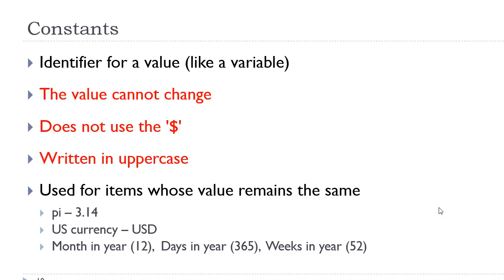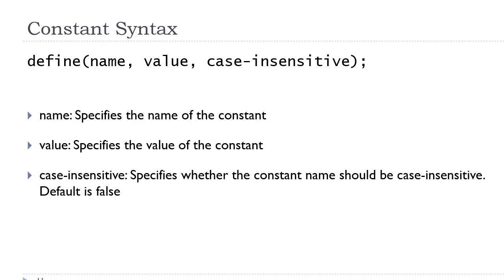Certain mathematical values, such as pi, do not change. The type of currency, USD, does not change. The number of months in a year, the number of days in a year, the number of weeks in a year will probably not change, so those types of values would be safe to use for a constant. You create a constant using the define function, and it takes 3 parameters: the name of the constant, the value to which you are assigning, and a Boolean value to indicate whether it is case insensitive or not. The default is false, meaning it is not case insensitive.